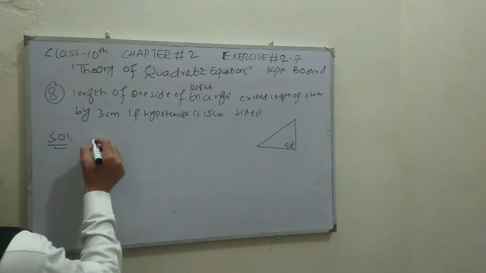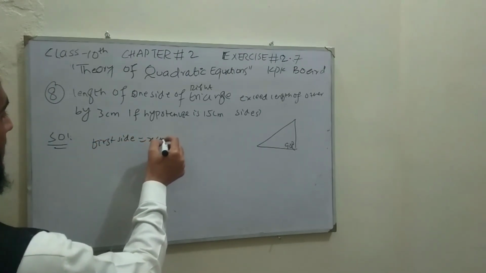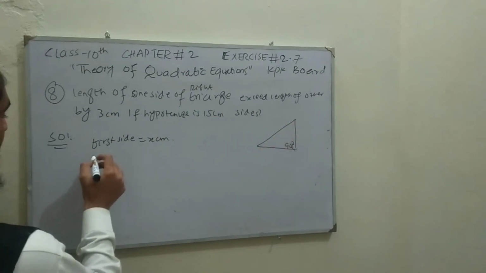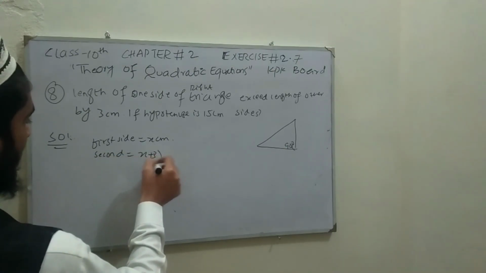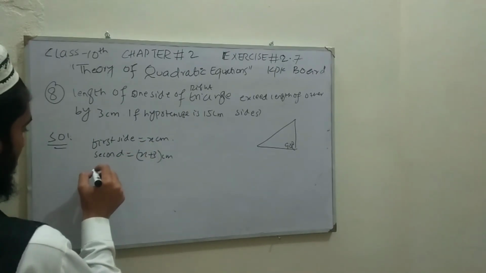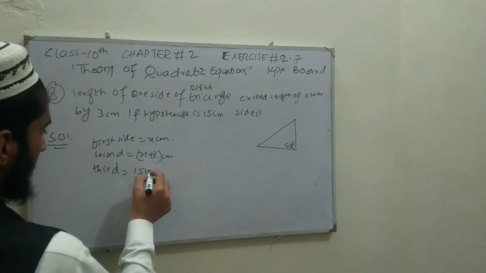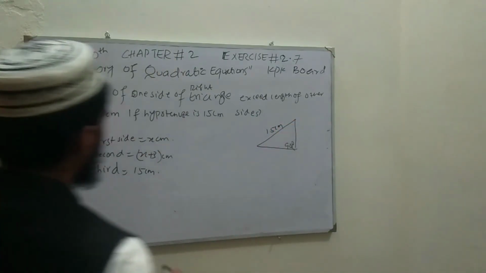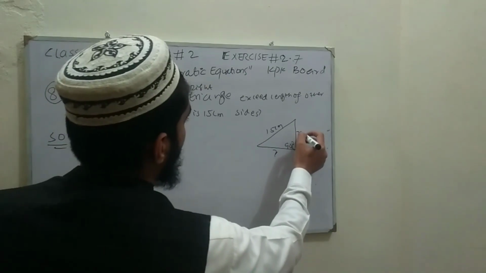Let us suppose the first side is x centimeter. So the length of one side of right triangle exceeds the length of the other by 3, so the second side will be increased by 3. It means x plus 3 centimeter. And we also know that the hypotenuse is 15 centimeter. It means the third side, which is the longest side in right triangle, is 15 centimeter. This is hypotenuse 15 centimeter. Let us take x here and x plus 3 on this side.